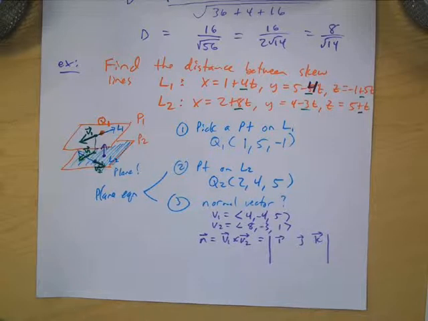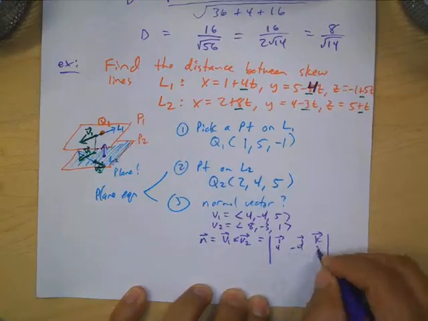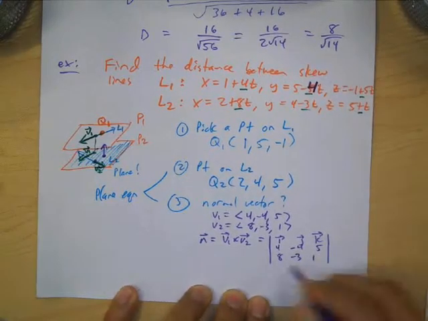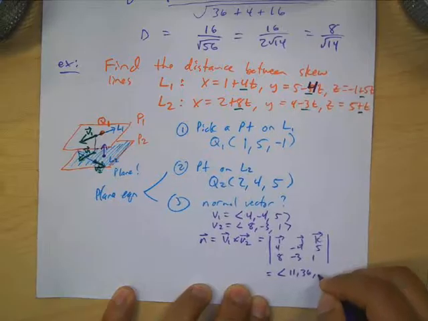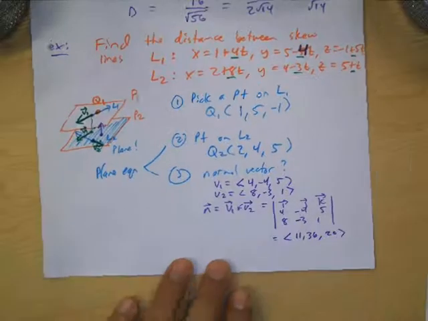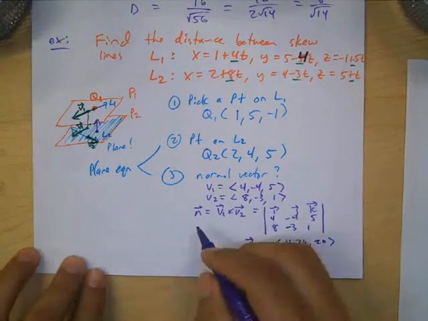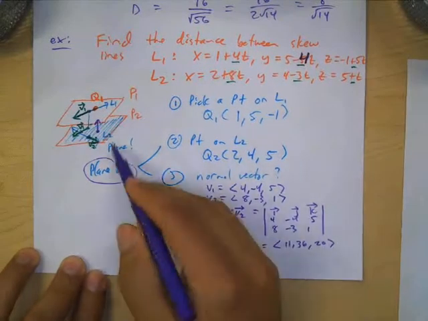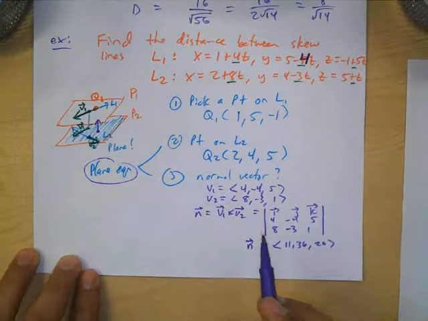Anybody have it yet? 11, 36, 20. Here, let me just set it up. Anyone else confirm that? I think that's what I have. Okay. So 11, 36, 20 is the normal vector. So now, from steps 2 and 3, we can write the equation for this second plane. Does that make sense? What would it be?